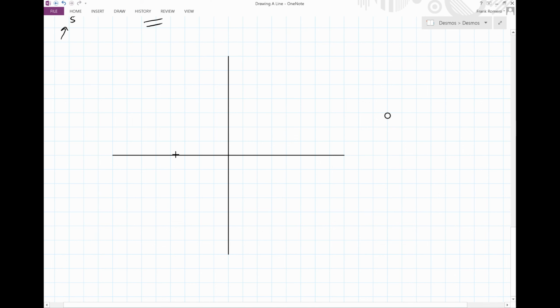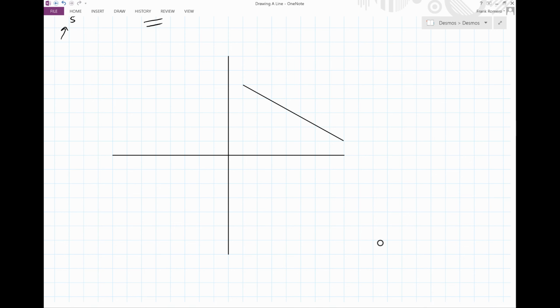Pick a line. This time, let's say it looks something like this. Actually, you know what? I'm going to draw a line. We're going to have one that has a different slope. So far, the slopes have been what? Positive. Let's do a slope that's negative. And I'll tell you why it's positive and negative. Let's see from that point to this point.